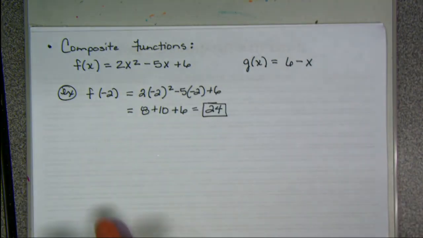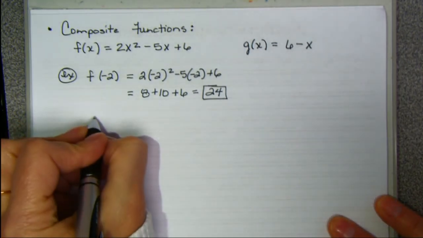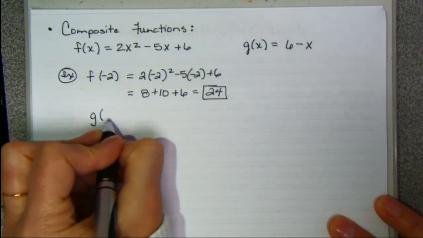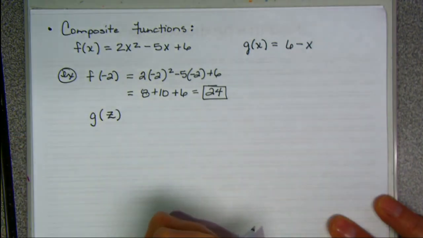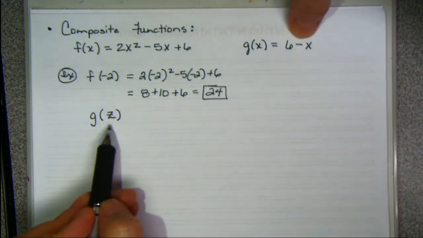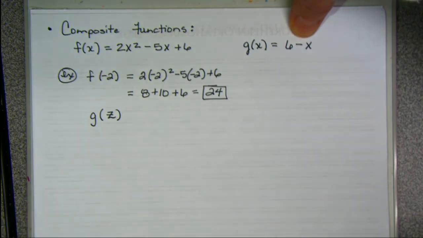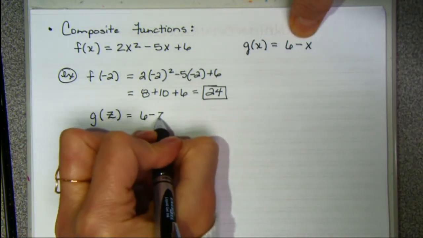So that's one thing that you may be asked to do on WebAssign. It may ask you to do that, but not necessarily numerically. It might say g of z. So what that tells me is use the g function, and everywhere there's an x, I'm going to put a z. So all I would do is 6 minus z.